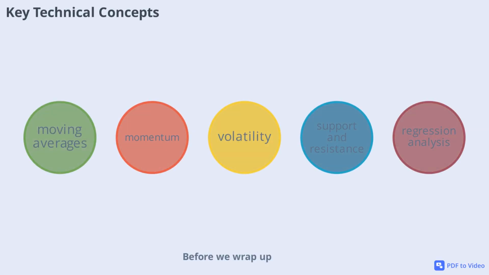Before we wrap up, let's quickly review some core technical analysis concepts: moving averages, momentum, volatility, support and resistance, and regression analysis. Each plays a unique role in helping traders interpret price action and make informed decisions. Understanding how these indicators interact can provide a more comprehensive view of the market. By combining multiple signals, traders can increase their chances of success and better manage risk. Let's summarize the key takeaways from Mu's technical landscape.